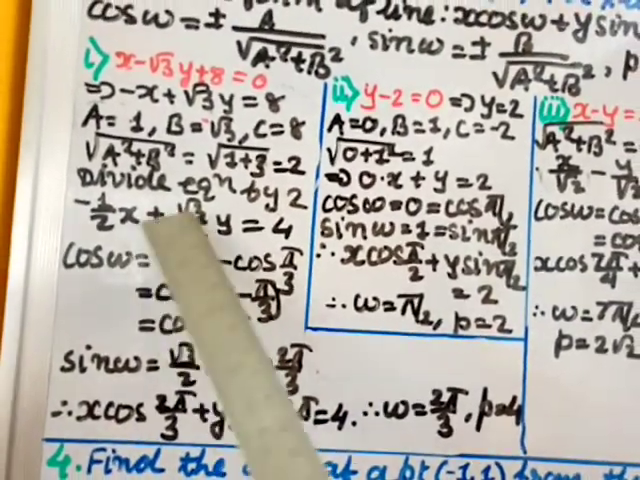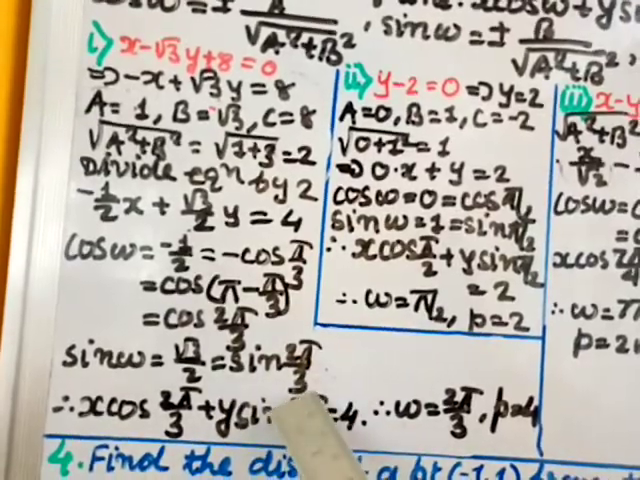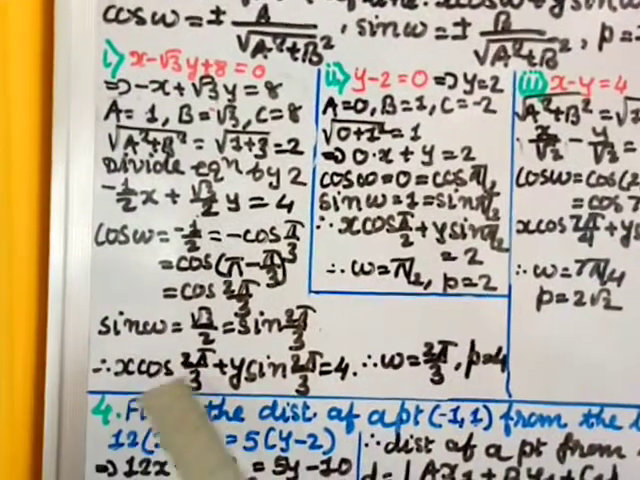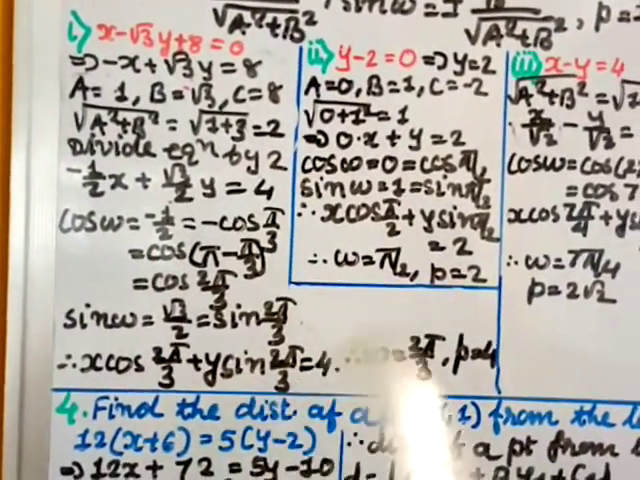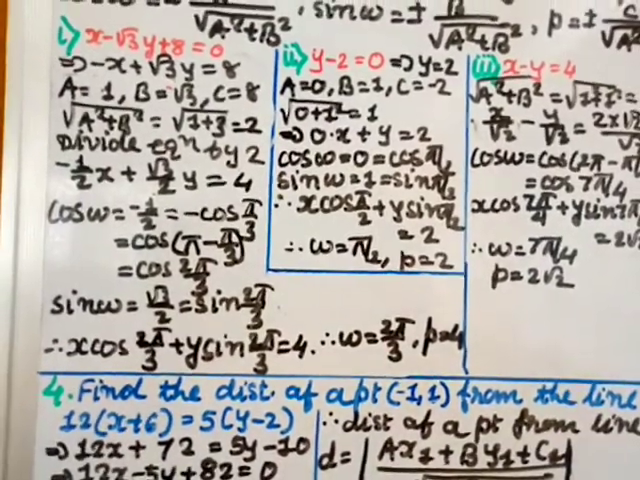Similarly, we find for root 3 by 2. So sin omega is equal to root 3 by 2, equal to sin 2 pi by 3. Okay, so we can write this in this place: x cos 2 pi by 3 plus y sin 2 pi by 3 equal to 4. So omega value is 2 pi by 3 and p value is 4.